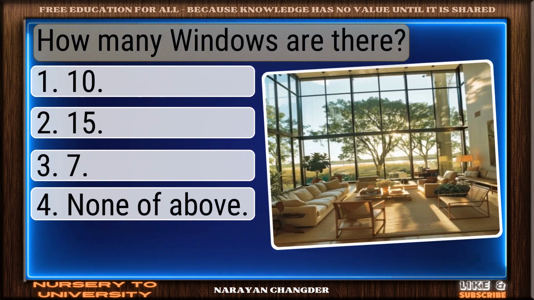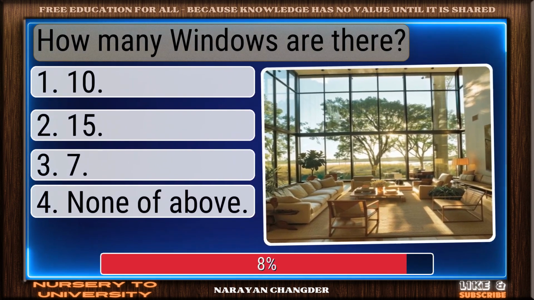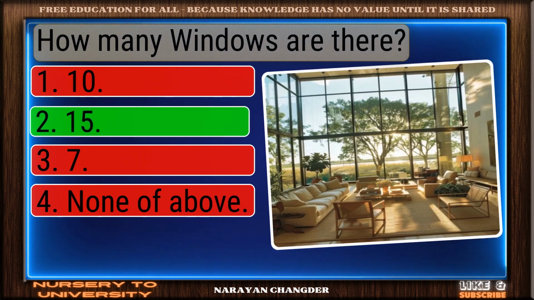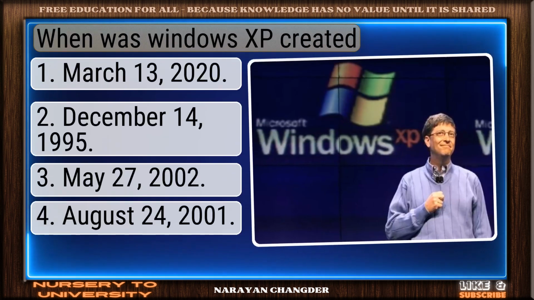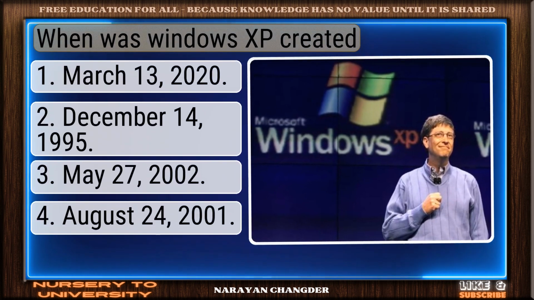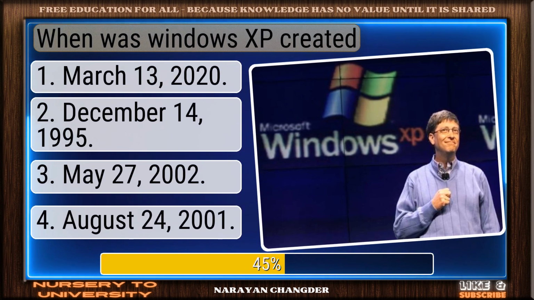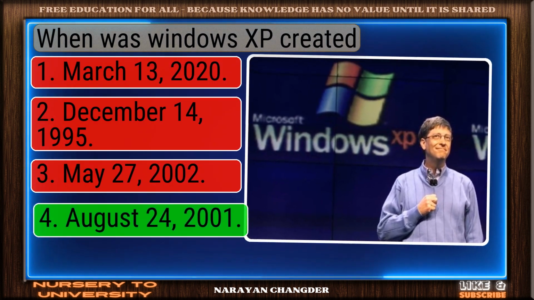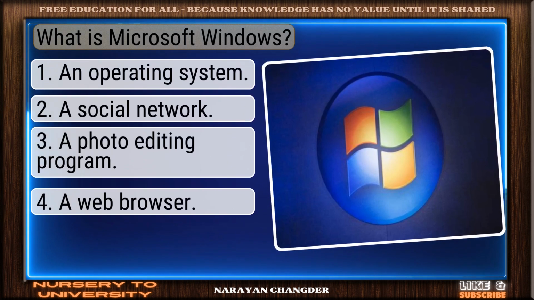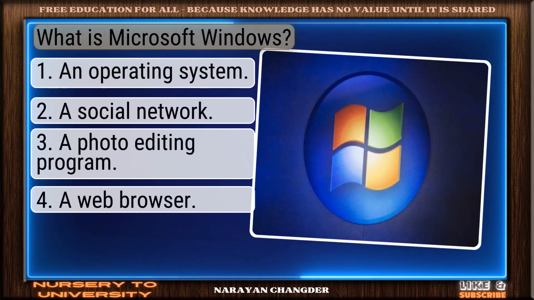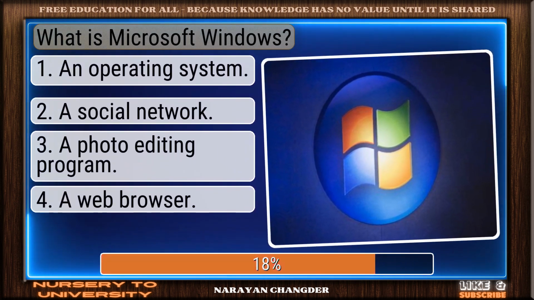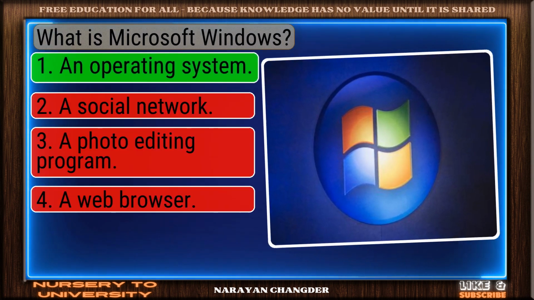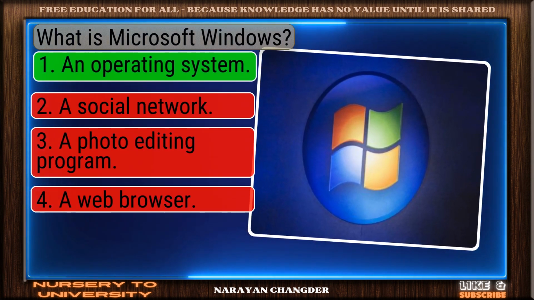Question number 73. How many windows are there? Perfect. 15 is the correct choice. Question number 74. When was Windows XP created? You chose August 24, 2001, and it is correct. Question number 75. What is Microsoft Windows? Good job. Your answer, an operating system, works well here.